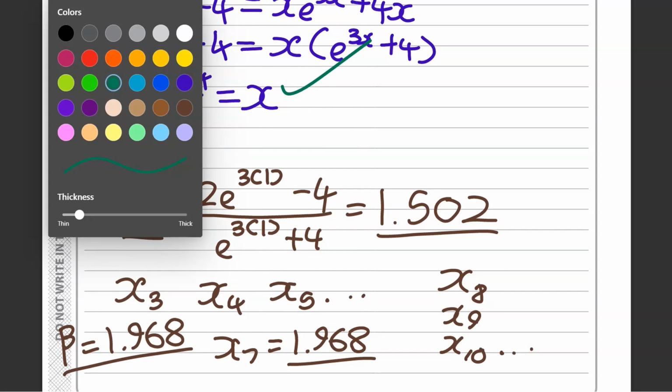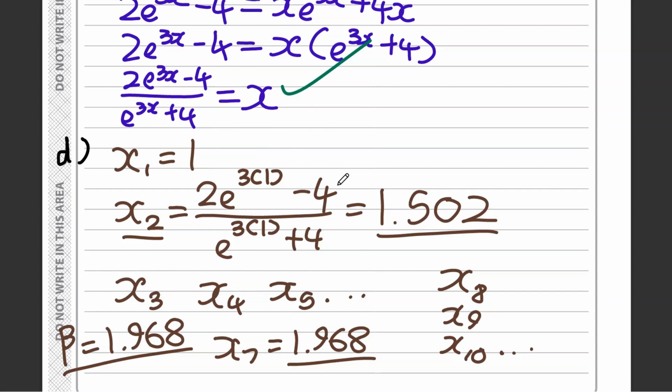To get the 3 marks here, you get 1 mark for doing this equation here, you get another mark for getting x2 is equal to 1.502, and you get another mark for getting beta here.